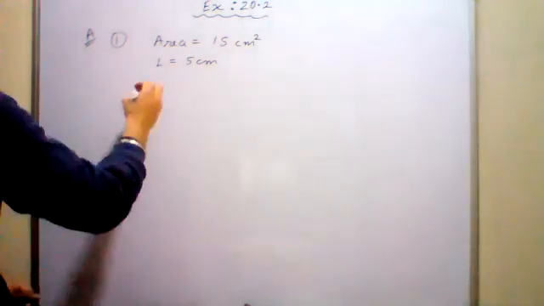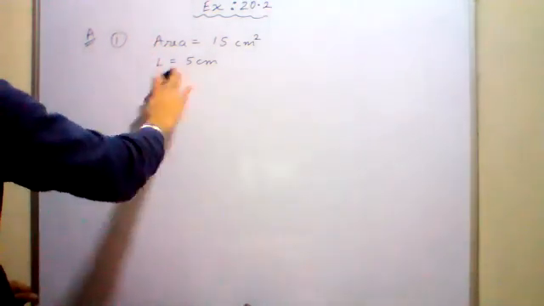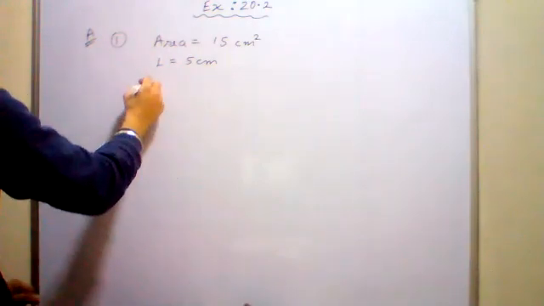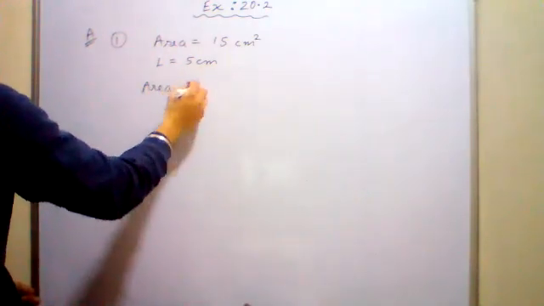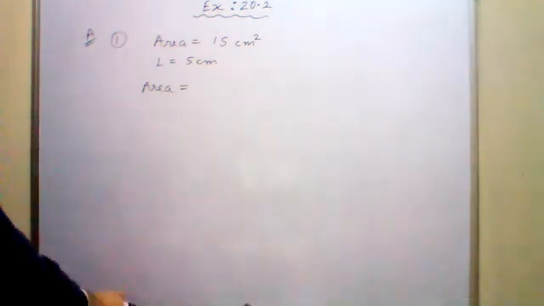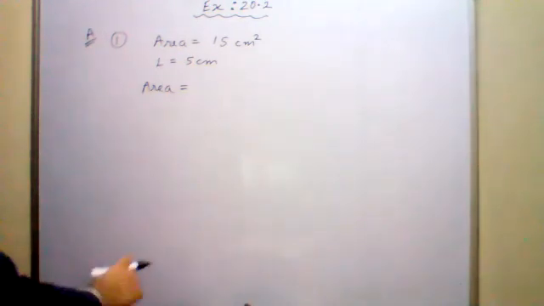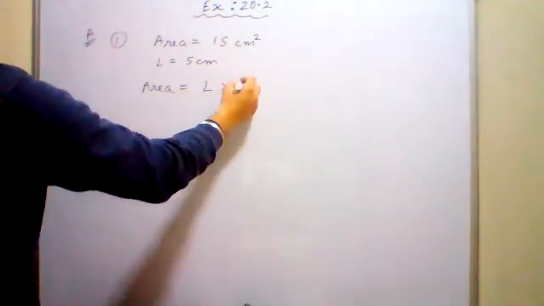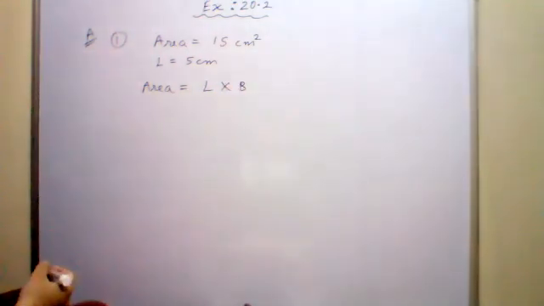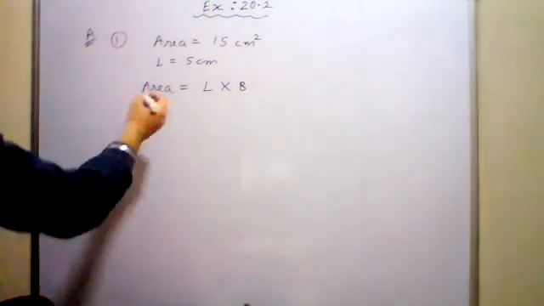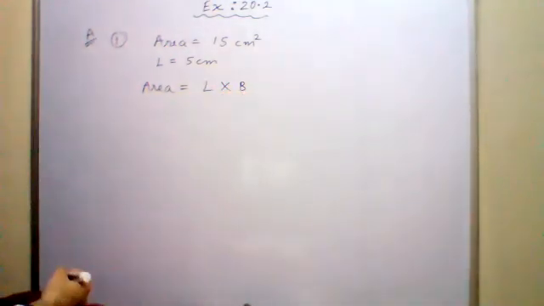Look at this. So area and length are given. Breadth is not given. We will use the same formula to find the breadth also. Area of a rectangle is what? Tell me the formula. Length multiplied by breadth. Yes, L into B. This is the formula of area of a rectangle. Area equals L into B. Do you remember, all of you?